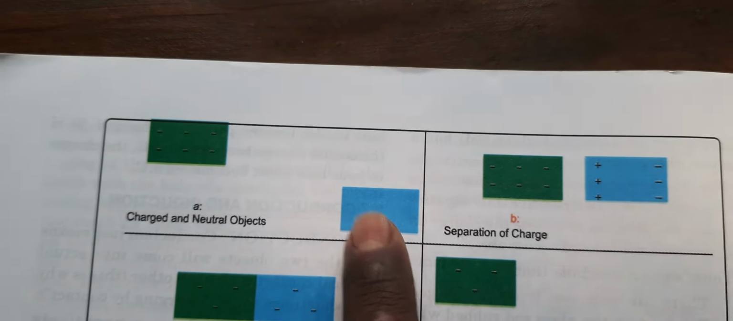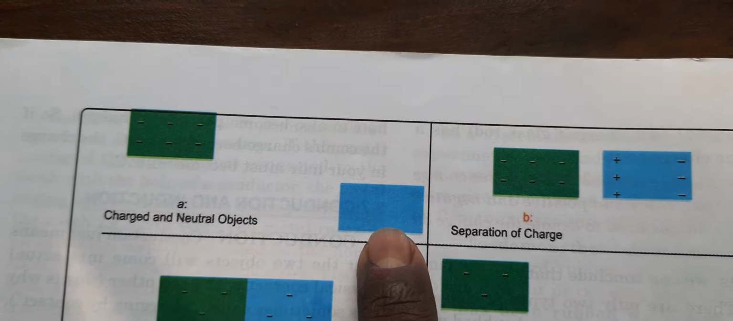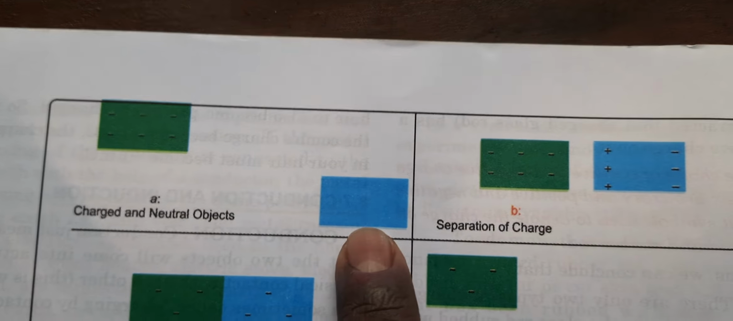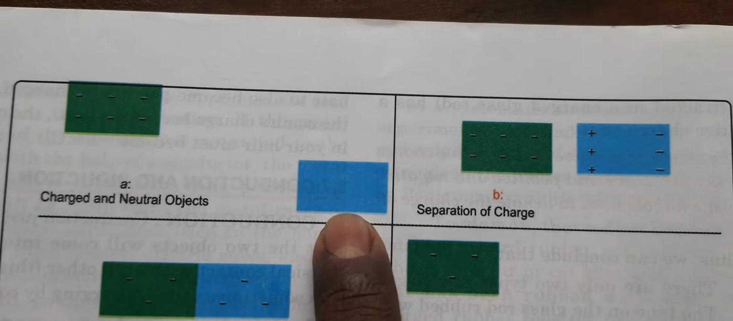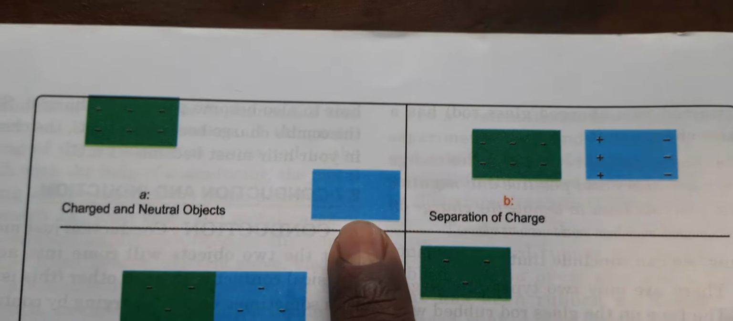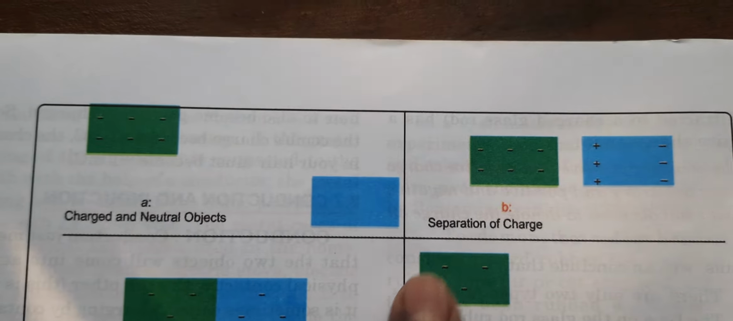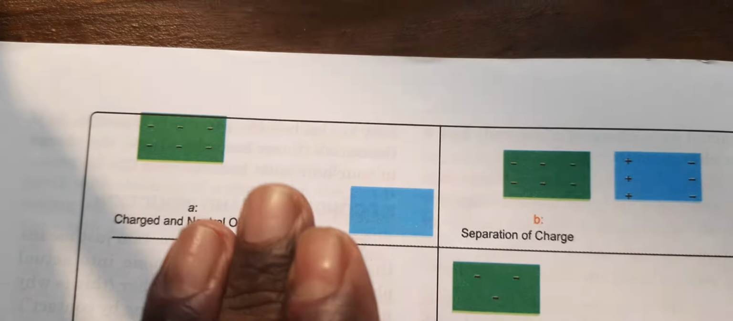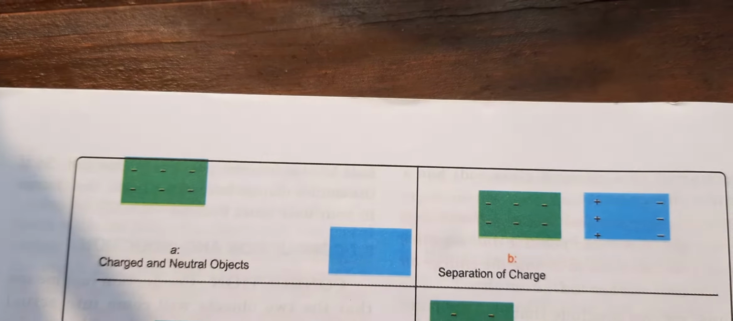Before that, always know that even though the body is not charged, it still has negative and positive charges mixed with each other in equal proportion. When does a body get charged? When these charges which are mixed with each other, positive and negative charges, get polarized. Polarized means one type of charge comes to one side, and the other type of charge goes to the other side. Then only we say that the body becomes charged.